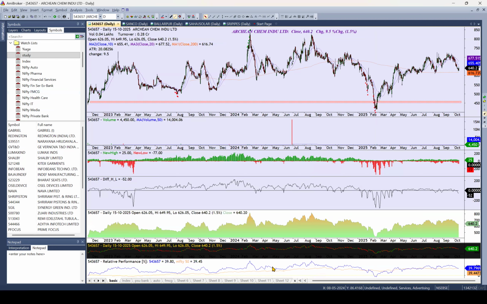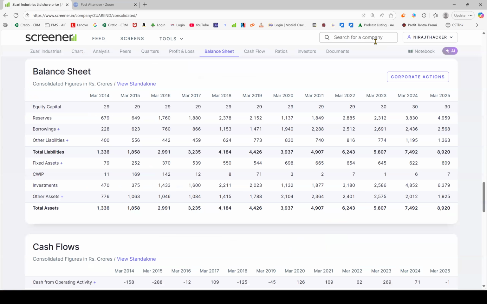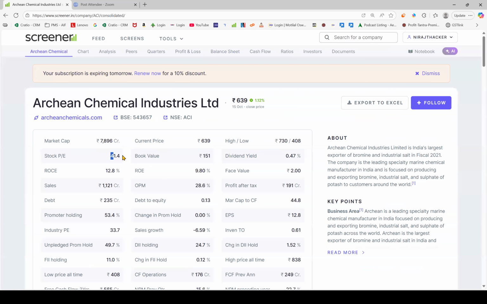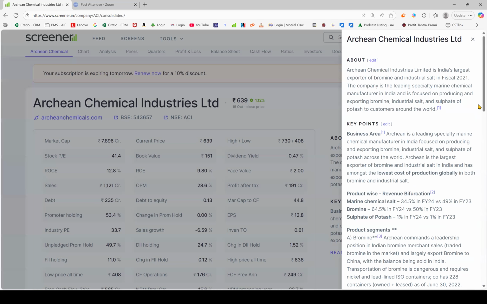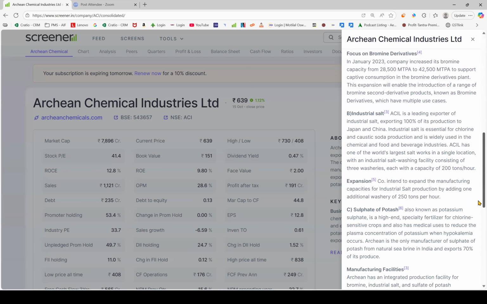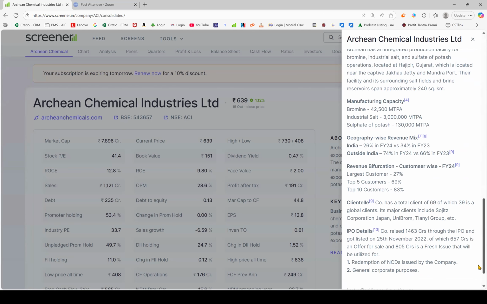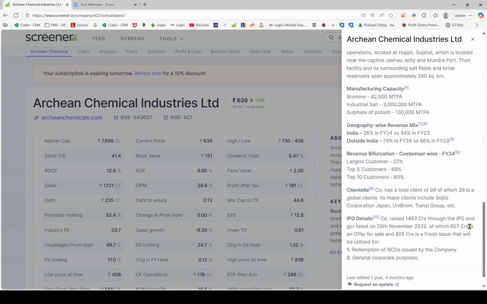It's trading at somewhere around 41 times earnings. You can see PAT of 191 crores, and 235 almost. I'm sure this will be only working capital, and I don't think they will need money from the IPO. IPO details: it got listed with 675 crores offer for sale and 800 crores fresh issue, which will be utilized for redemption of non-convertible debentures. So they have just redeemed the debt. A good 50/50 split.